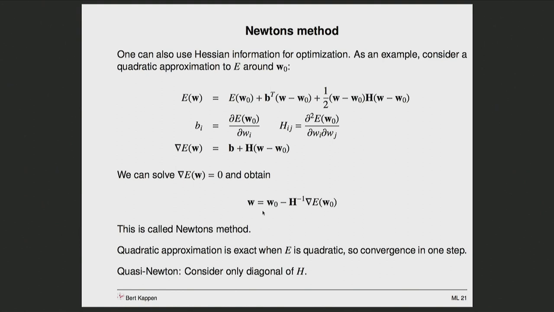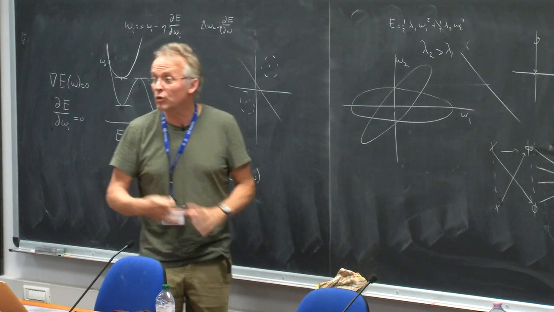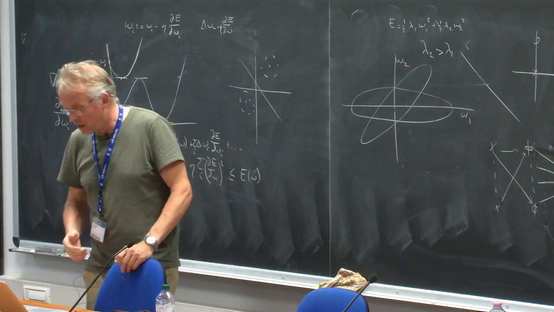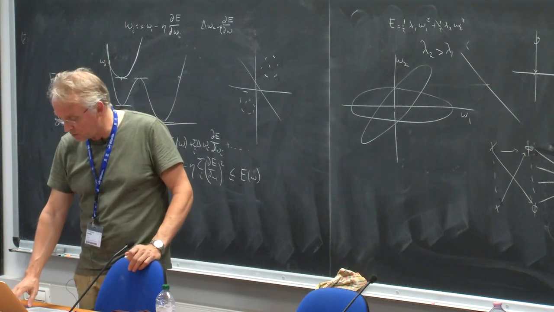But what is quite easy to do is to consider the diagonal as an approximation, which is called a quasi-Newton method. The diagonal of H is only n entries, the second-order diagonal entries. And the inverse of a diagonal matrix is very easy, because you just invert the diagonal elements one by one. So that's very cheap. This works well in these cases, but if this ellipse were oriented like this, it would of course not work, because you need the off-diagonal elements of the Hessian to do it well. Okay, so that's what it is.